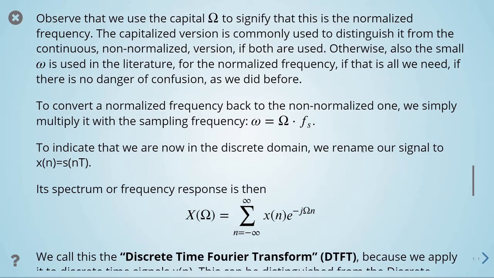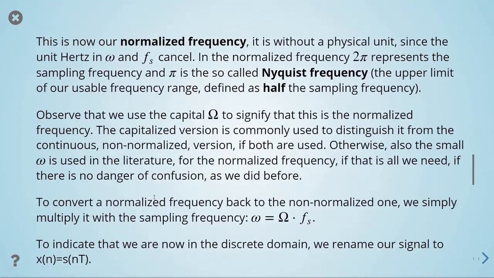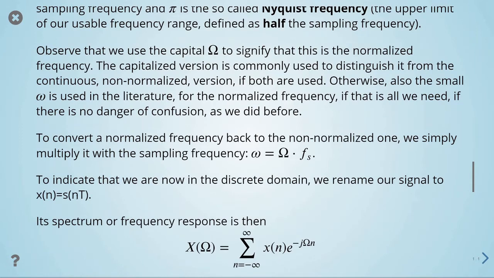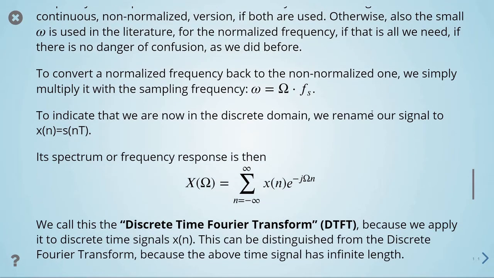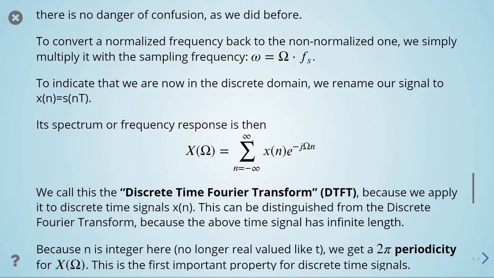And to indicate that now we are in the discrete domain, we will rename our signal to x of n. So this was the s of t, which now becomes s of n times capital T, and this is our x of n. And then we see that its spectrum, or the frequency response, is given by this summation here. So this is the frequency response. Here we have the normalized frequency.